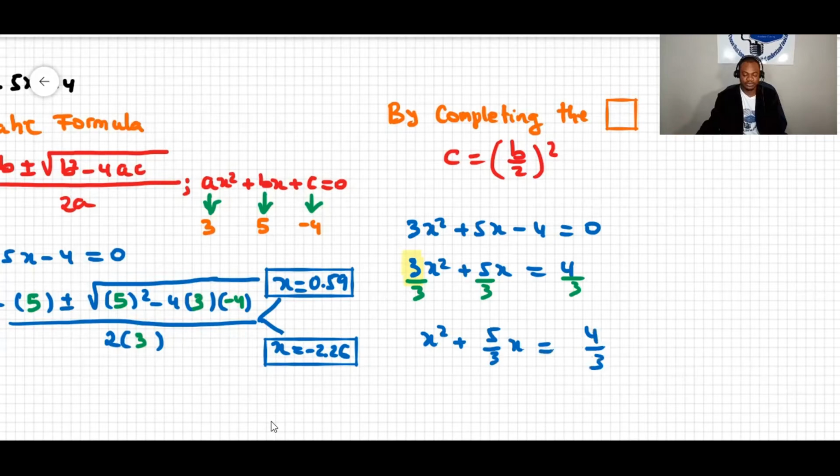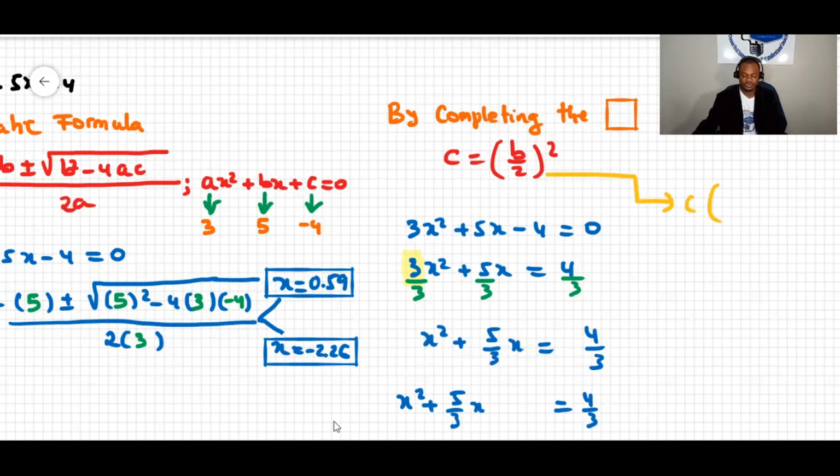Now, to complete the square, we need to find a value, because here we only have 2 terms. To make a perfect square, we need 3 terms on the left-hand side. So I'm going to write here x squared plus 5/3 x equal to 4/3. Now I need a certain value to complete the square with here. So now let's look at this.